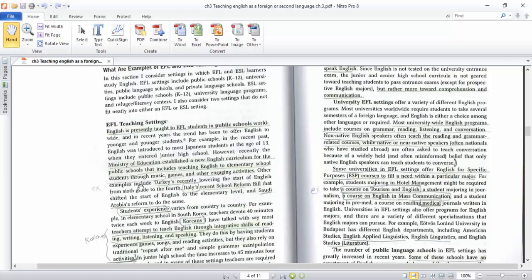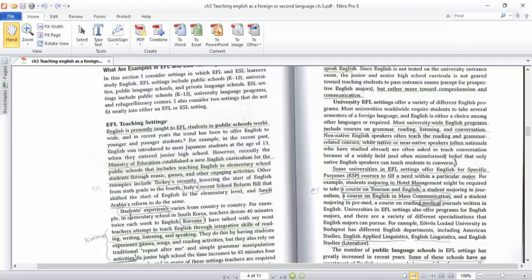Other examples include Turkey, which recently lowered the start of English from 6th grade to the 4th. It means that they teach their students English from the 4th stage in public school. Okay, we have another example in Italy. Italy also does this, and Saudi Arabia reformed to do the same.